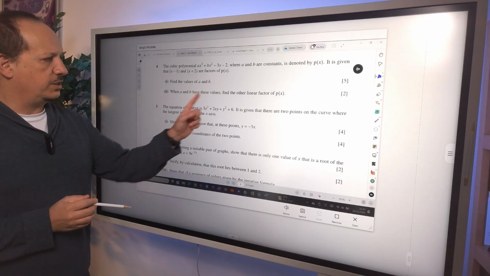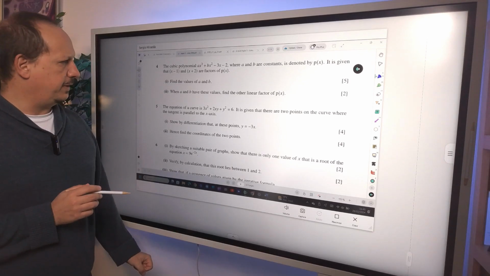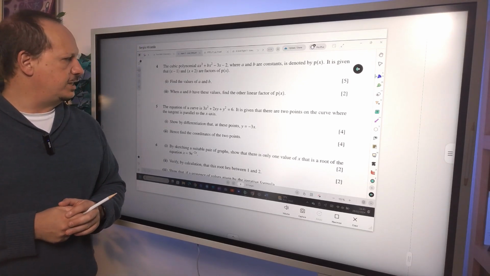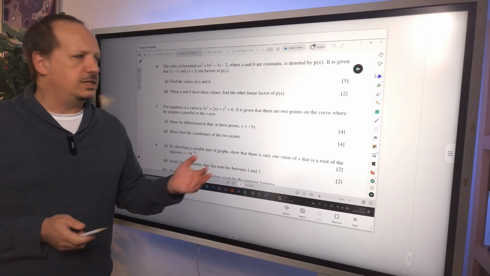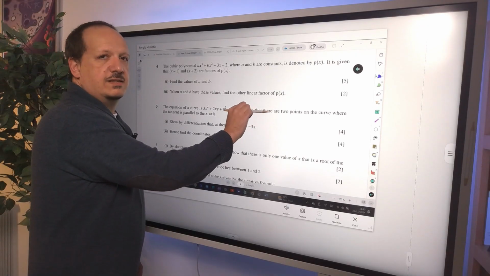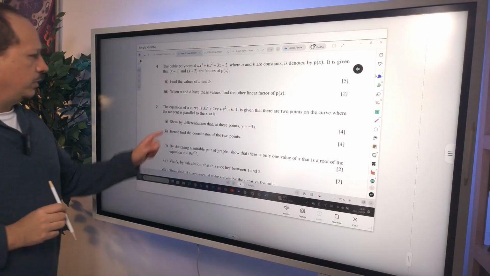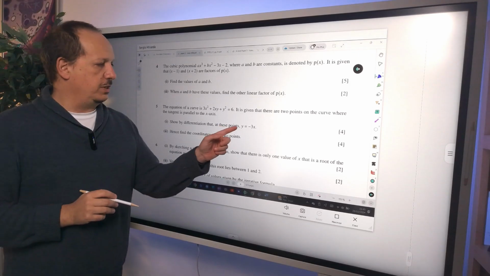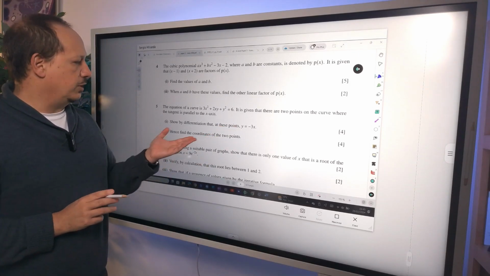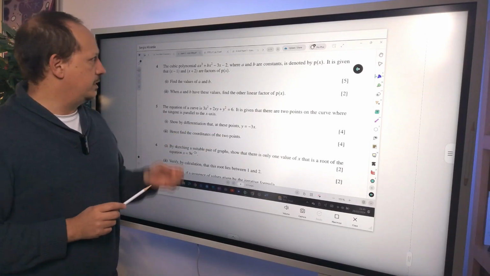You can see here that this equation is implicitly defined. It is given that there are 2 points on the curve where the tangent is parallel to the x-axis. What does this mean? If it is parallel to the x-axis, it means that the gradient is 0 on these points. Show by differentiation that at these points y equals minus 3x, and then you have to find the coordinates of the 2 points.